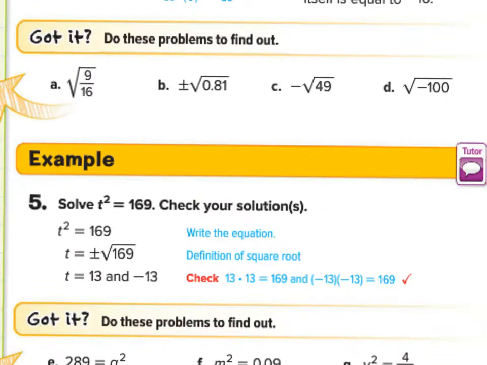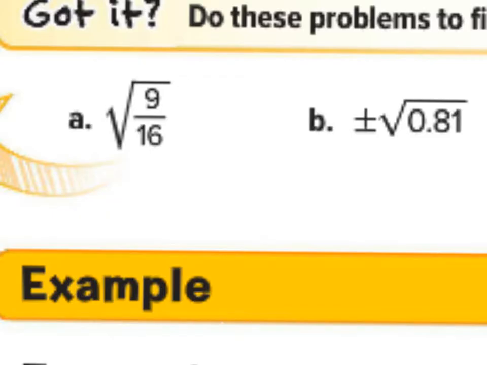If you think you got it, do these problems on your own. Please pause the video now. Okay, I hope you paused the video. Let's take a look here. So if I find the square root of each one of these numbers, what number multiplies into itself to give you 9? 3. And what number multiplies into itself to give you 16? 4. So my answer is simply 3/4.